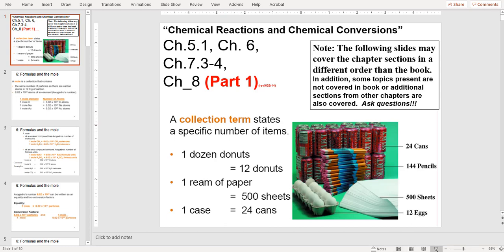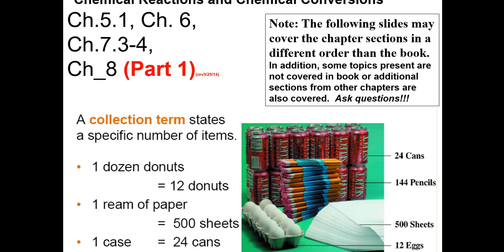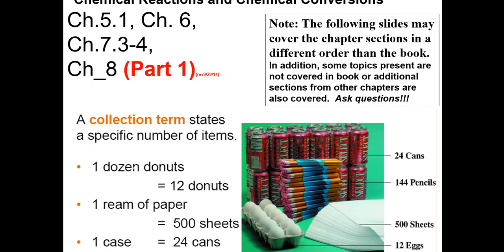We have something called collection terms. We've already been studying these in our chapter 1-2 slides. We just didn't realize it. So a collection term, for example, would be dozen or ream or case. It's some sort of group number. And then we make an equality based on the collection term from that group number, such as dozen, to the number of units. So 1 dozen donuts is 12 donuts.